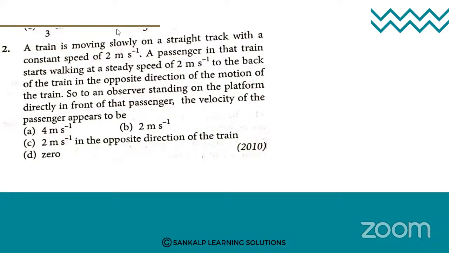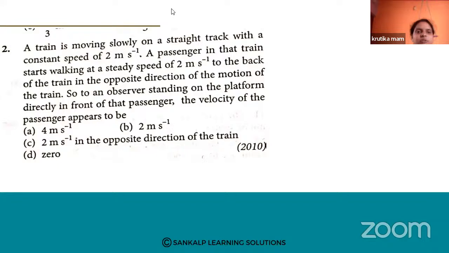That's the next question, students. A train is moving slowly on a straight track with a constant speed of 2 meter per second. So here the train is moving slowly on a straight track with a constant speed of 2 meter per second. A passenger in that train starts walking at a steady speed of 2 meter per second.